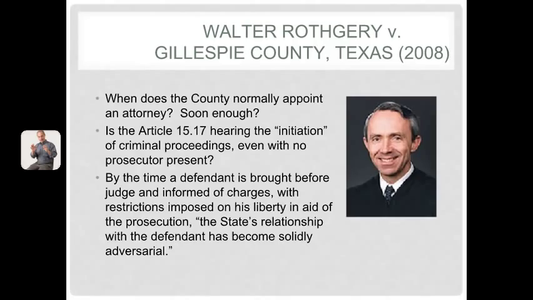Also at this hearing, you set bail, here $5,000. And then normally at this hearing, the arrestee is told formally about the accusation against him. So Souter says, given these are the things that normally happen at this Article 15.17 hearing, does the right to a lawyer attach here? And the big argument on Texas's side is there's not a prosecutor here. So if you're looking for the start of adversarial proceedings, where's the adversary?